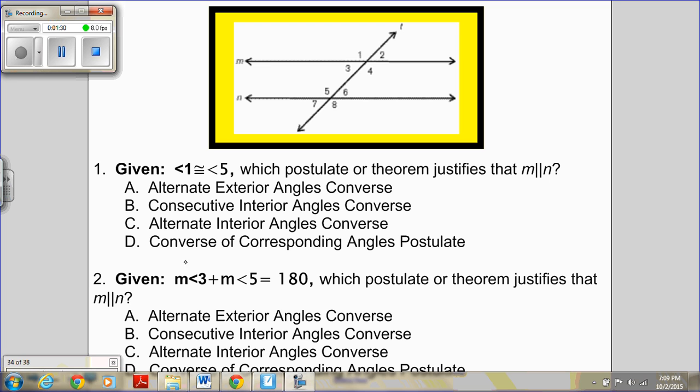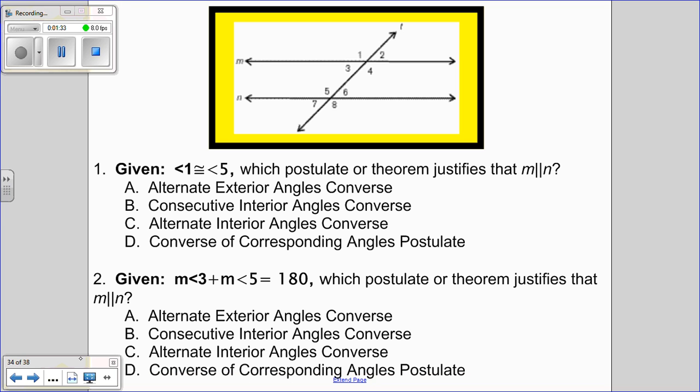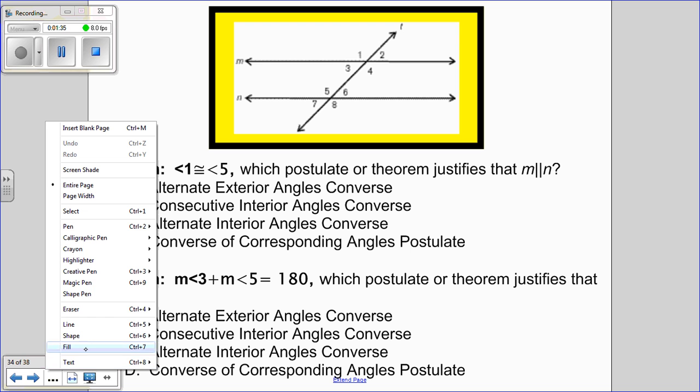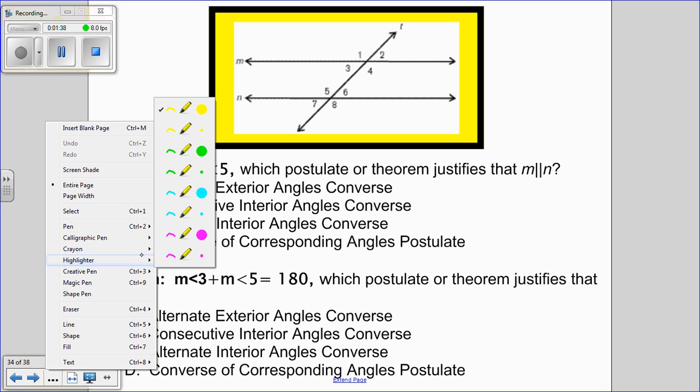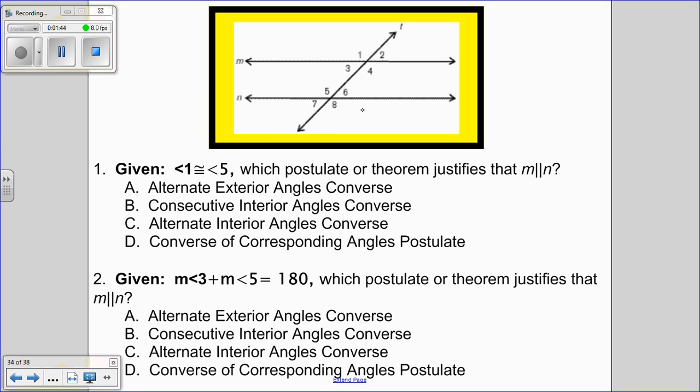So on number one, we know that angle 1 is congruent with angle 5, because that's what that little equal sign with the fancy squiggly means. But we have to prove that the lines are parallel. So let's look at where they're placed. Here's angle 1, here's angle 5. Angle 1 and angle 5 are corresponding angles. The reason they're corresponding is because they're on the same side of T, which is the transversal, and they're in the same position. They're both above the parallel lines, or the lines that are assumed to be parallel.